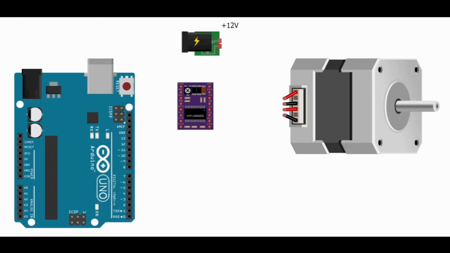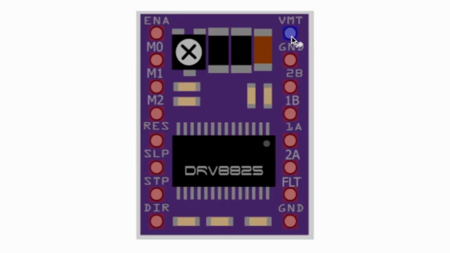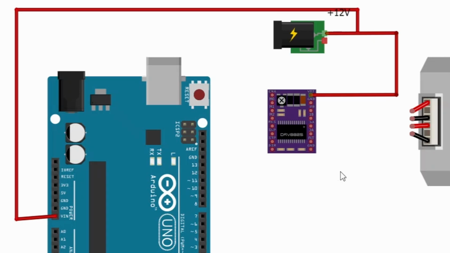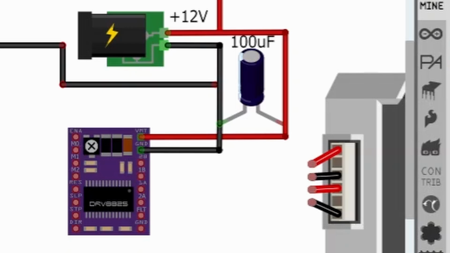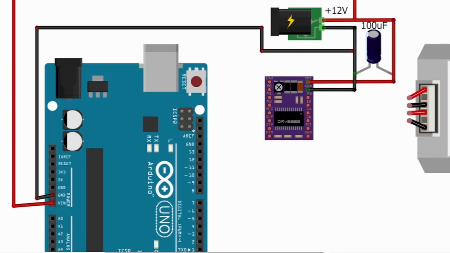So first we'll look at the VMOT, or the power input, for the actual pin that powers the motors. So this should be powered between 8.2 volts and 45 volts. In my case, I'm gonna be using 12 volts. We'll also need to use a capacitor between this VMOT pin and ground to protect from voltage spikes. I'm gonna be using a 100 microfarad capacitor, making sure it's rated for the voltage that I'm using and that I connect it in the right orientation. The ground will be the ground for the motor supply.